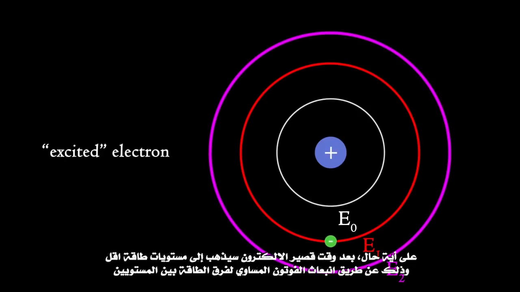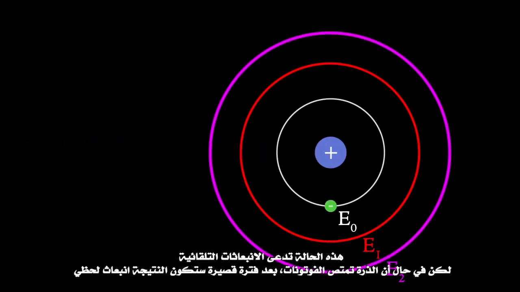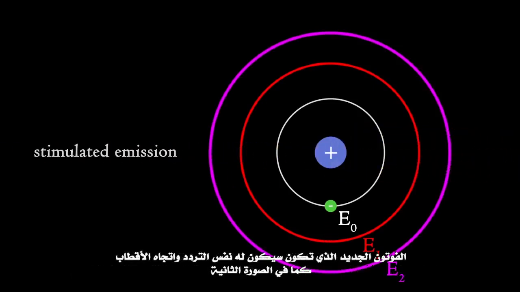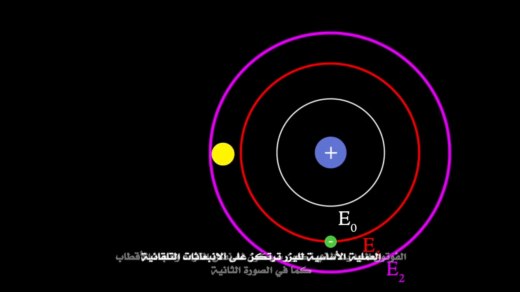However, after a very short time, the excited electron will go to the lower energy level by emitting a photon equal to the energy difference. This is called spontaneous emission. But when an atom absorbs a photon, and after a short time another photon is absorbed, a stimulated emission will be the result. The newly created photon has the same phase, frequency, polarization, and direction as the second photon. So it's a copy.